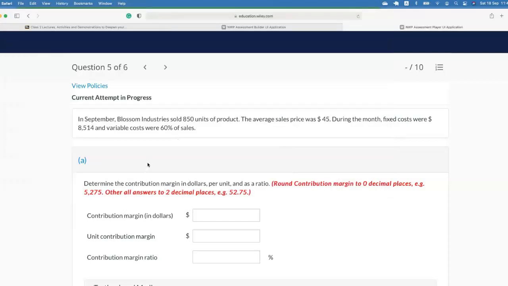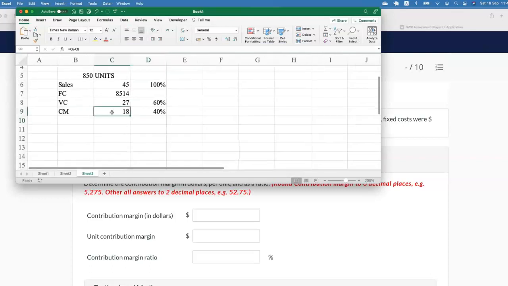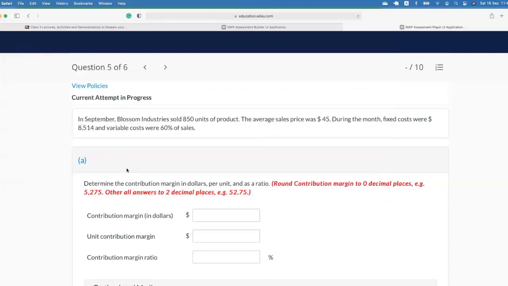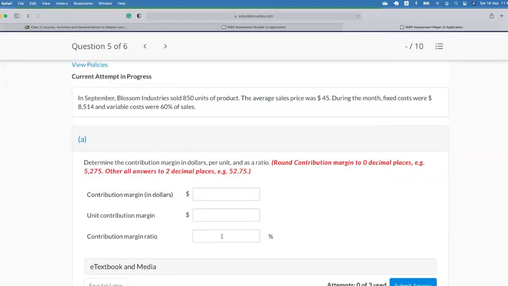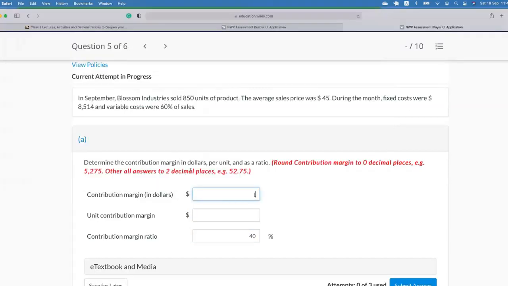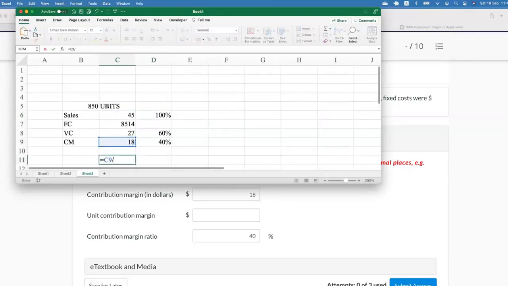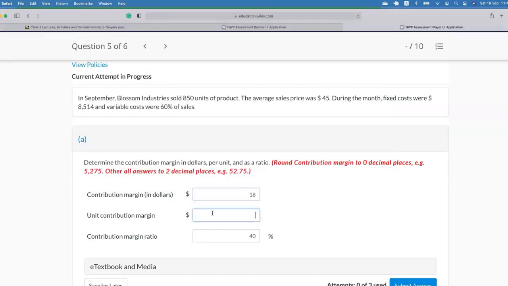Show me that again. Oh, contribution margin in dollars. Okay, I thought you said 30%. Good. So put in 40% right there, below contribution margin ratio. The contribution margin in dollars is 818, and the contribution margin per unit is this one divided by 850, which is 0.02.